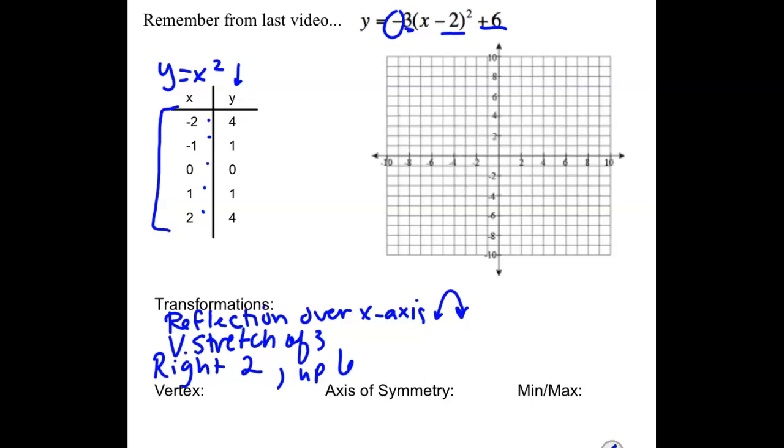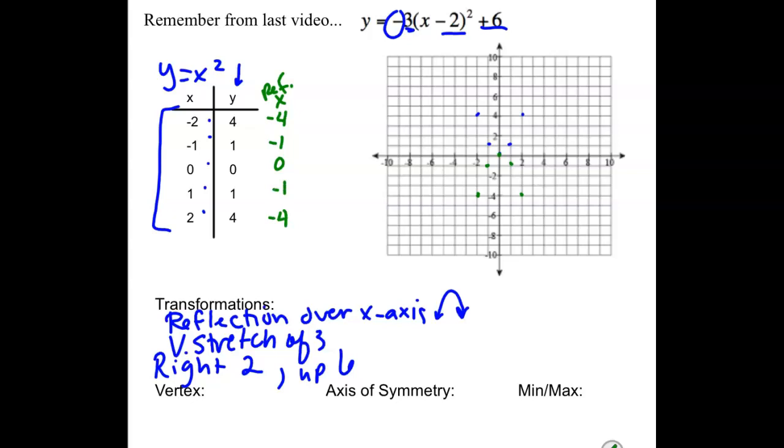So normally our parent function is here. We are going to flip this upside down. So now we're going to have points that are reflected over the x-axis. So the y-coordinates are going to change sign. Instead of being positive, they're going to be negative. So a reflection over x is going to turn all of these values for y into negatives.